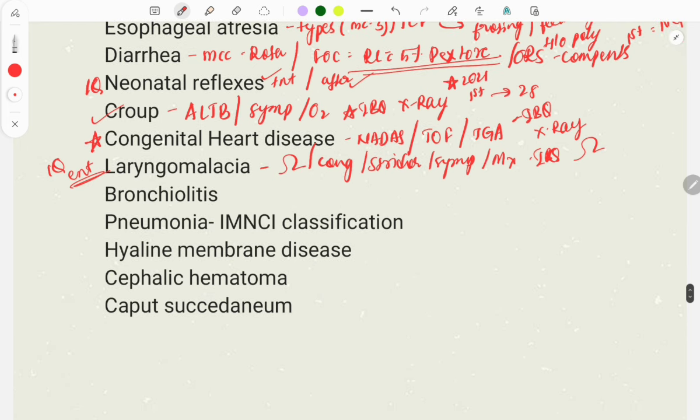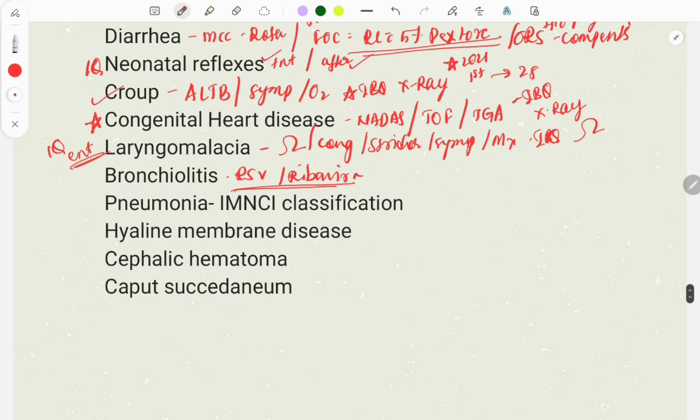Then moving on to bronchiolitis, questions are asked on its cause. The cause is the respiratory syncytial virus and the treatment is ribavirin. So only these two questions are asked on bronchiolitis. If you remember these two, then it's enough. Then moving on to another very important topic, pneumonia. One question you can expect from this, and this question was asked in the recent Jan 24 also.